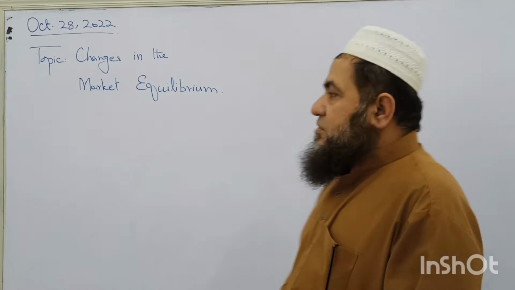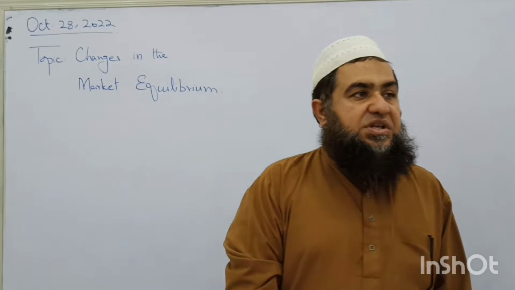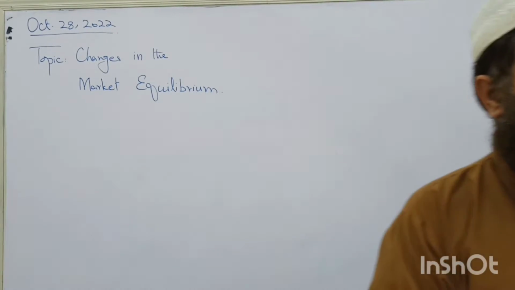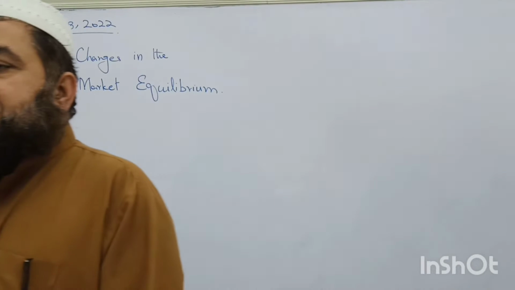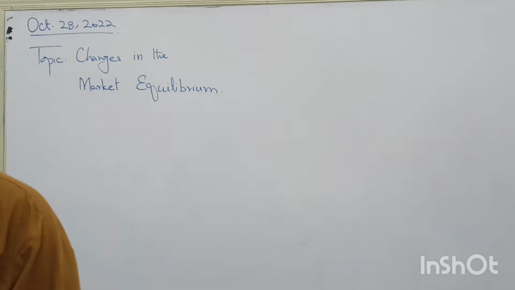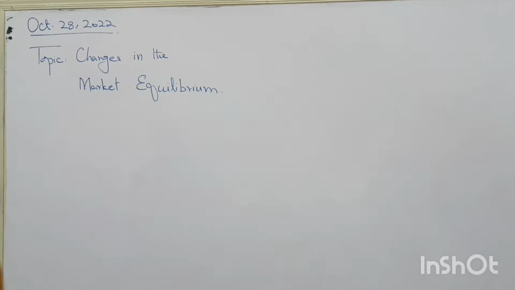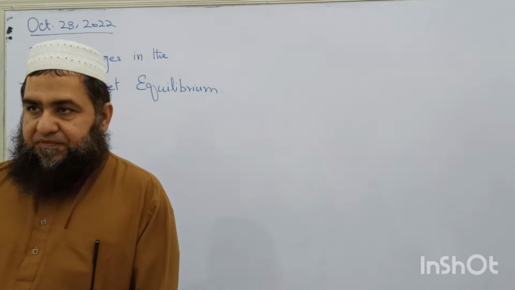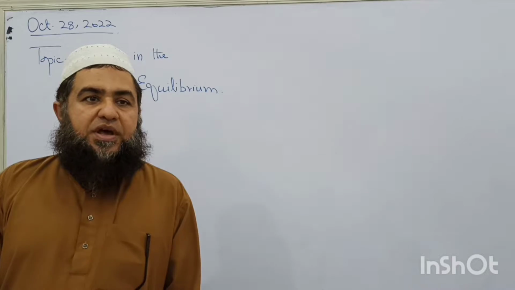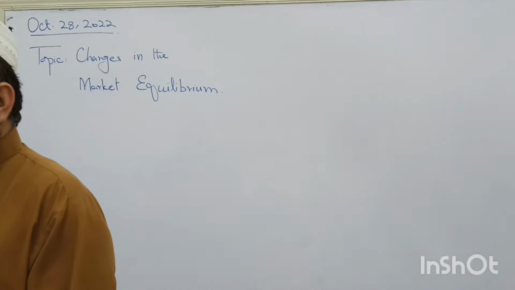Today we are going to start our topic about changes in market equilibrium point. In our previous lesson, we completed our study of how the market achieves stability or equilibrium. It is the point where whatever quantities are demanded by the consumers are supplied by the producers.